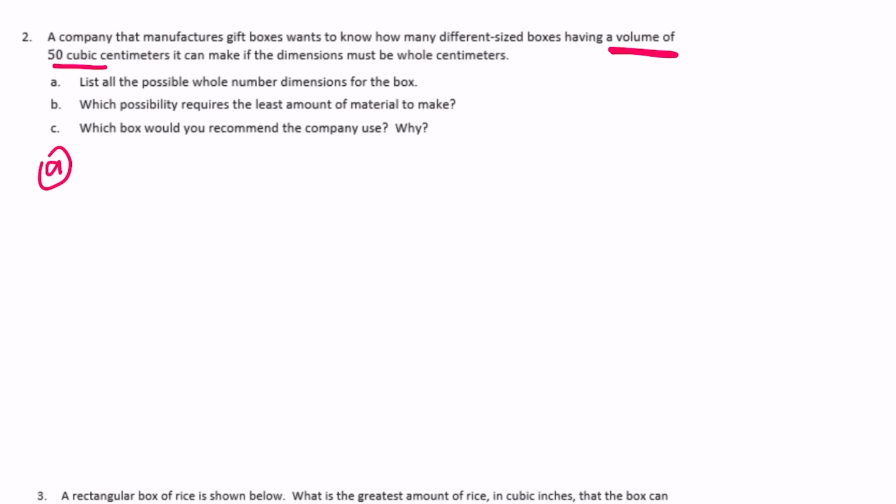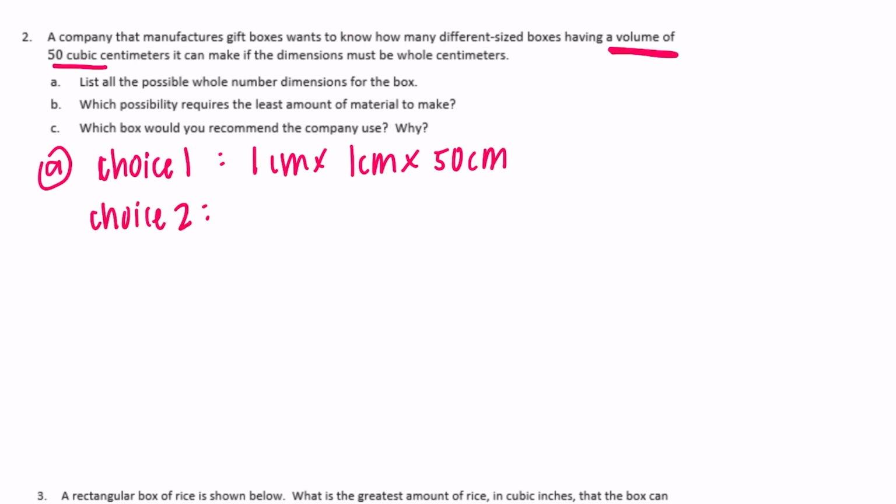So like in the classwork, I'm going to start with choice 1, and I'm going to do 1 centimeter by 1 centimeter by 50. And then choice 2, let's keep going, we could do 25 times 2, so let's do 1 centimeter by 2 centimeters by 25 centimeters, because that would get 50. So we're looking for 3 things that multiply to get 50. So let's keep going.